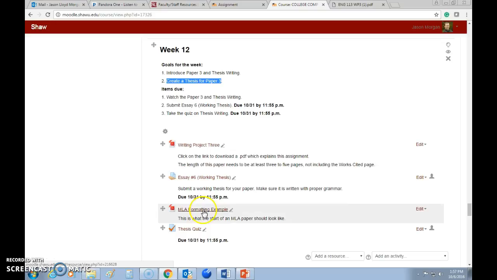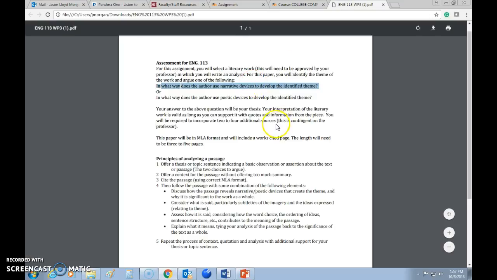Okay, and I did have the MLA format example here too, so you can see what it should look like. There is a quiz on thesis, which we just covered in this PowerPoint. All the answers to this quiz are found in this PowerPoint. There's only 4 questions. Let's take a closer look at writing Project 3. So if I click on this, it brings up writing Project 3. This is the same assignment that's being done by every single English 113 class. And again, the prompt is, in what way does the author use narrative devices to develop the identified theme?